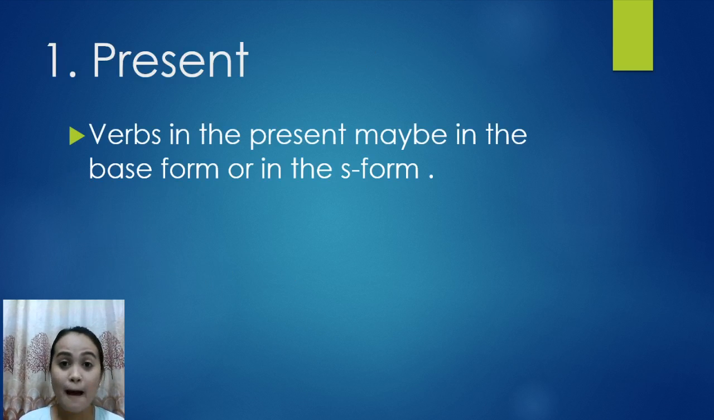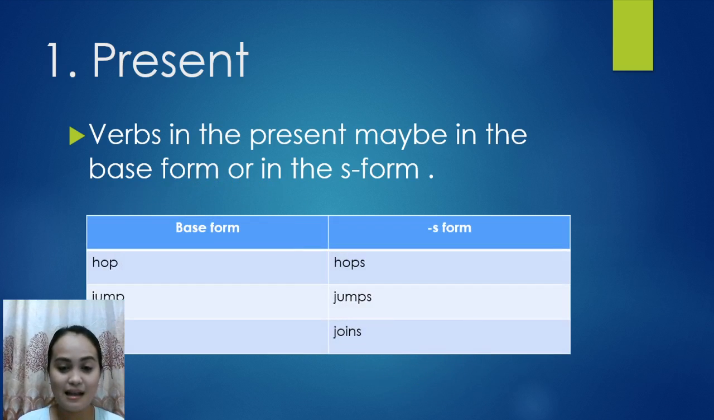Verbs in the present may be in the base form or in the S form. Example. Okay. Study the table, base form and S form. Okay, base forms are hop, jump, and join. So what happened when it becomes S form? It becomes hops, jumps, joins. That's right. So that was an example of present form of the verb.